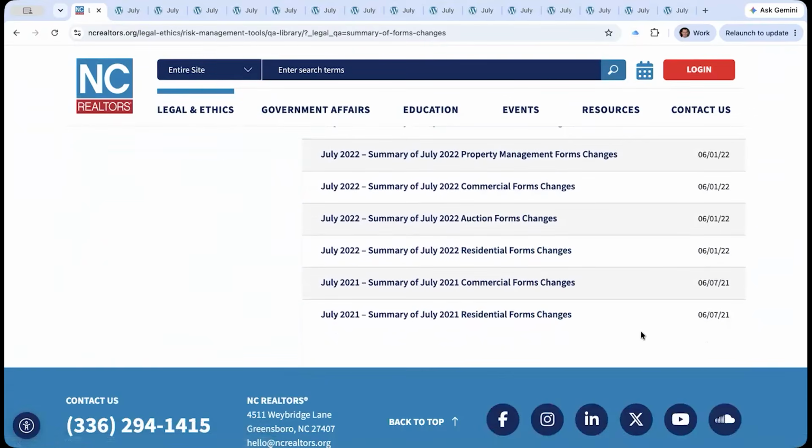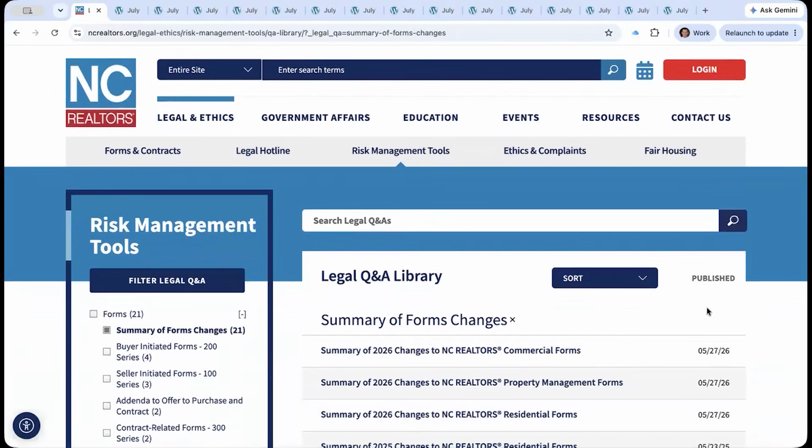I think they go back to what, 21? Yeah. On the NC Realtors Legal Hotline, we have access to forms changes that are older. I don't know why you would need that, but every once in a while you guys do. Every once in a while there's an old form floating around, like an old referral agreement or something like that. You may have a question on an old form. We do have access to things like that and can help you if you have questions anytime.